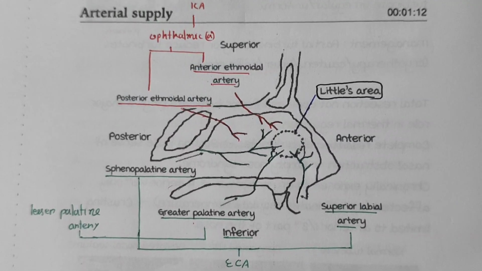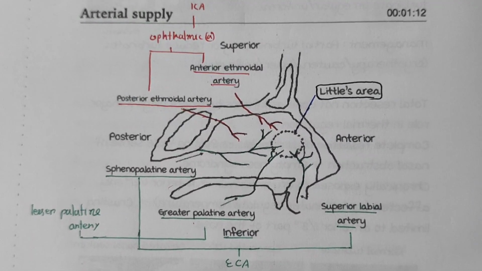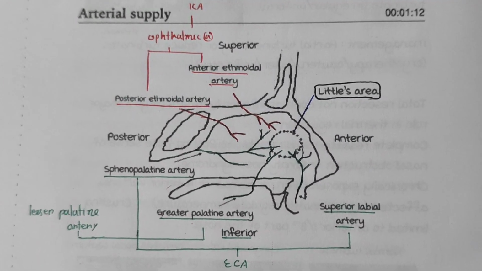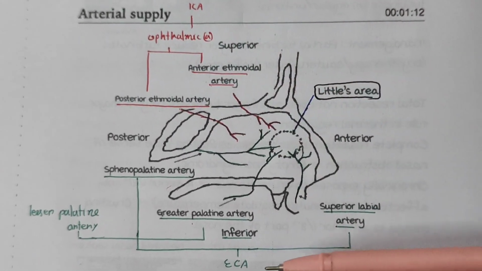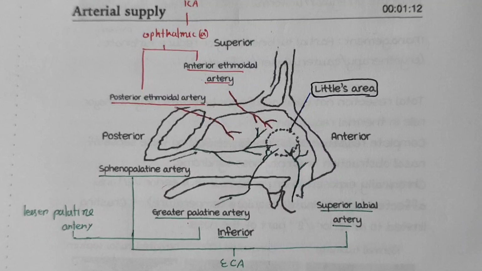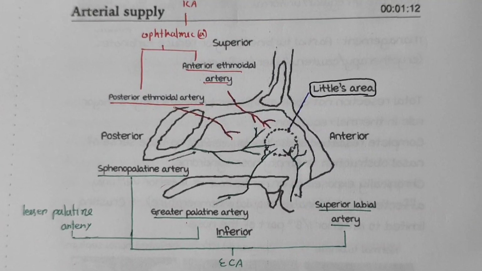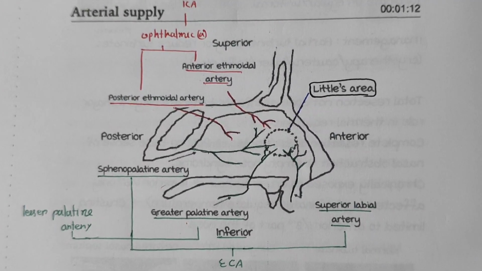Hello guys, today we will discuss the arterial supply of the nose. The nose is mainly supplied by the internal carotid artery and the external carotid artery. These two arteries mainly give branches which supply the nose.